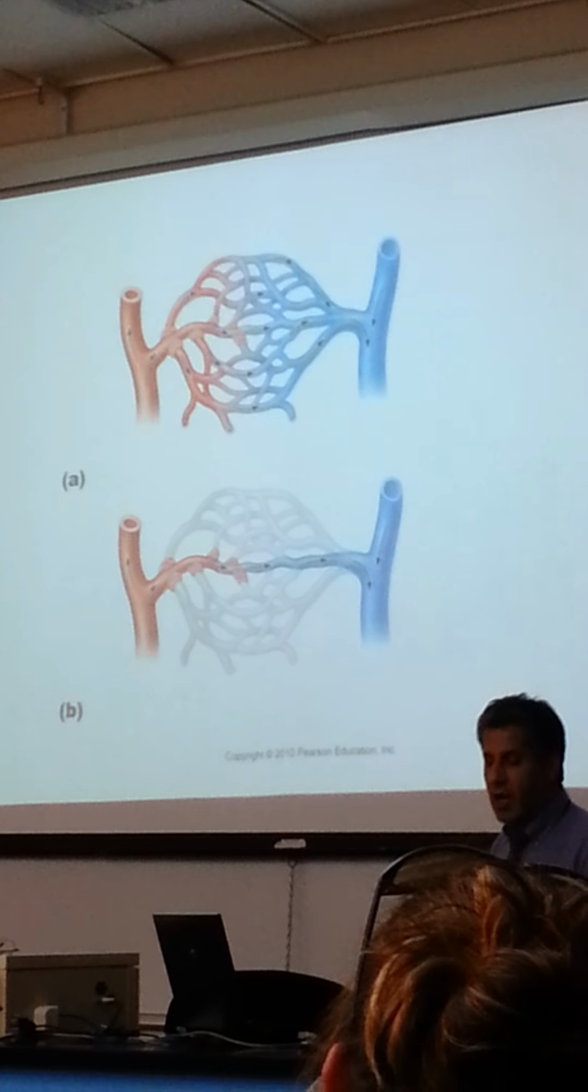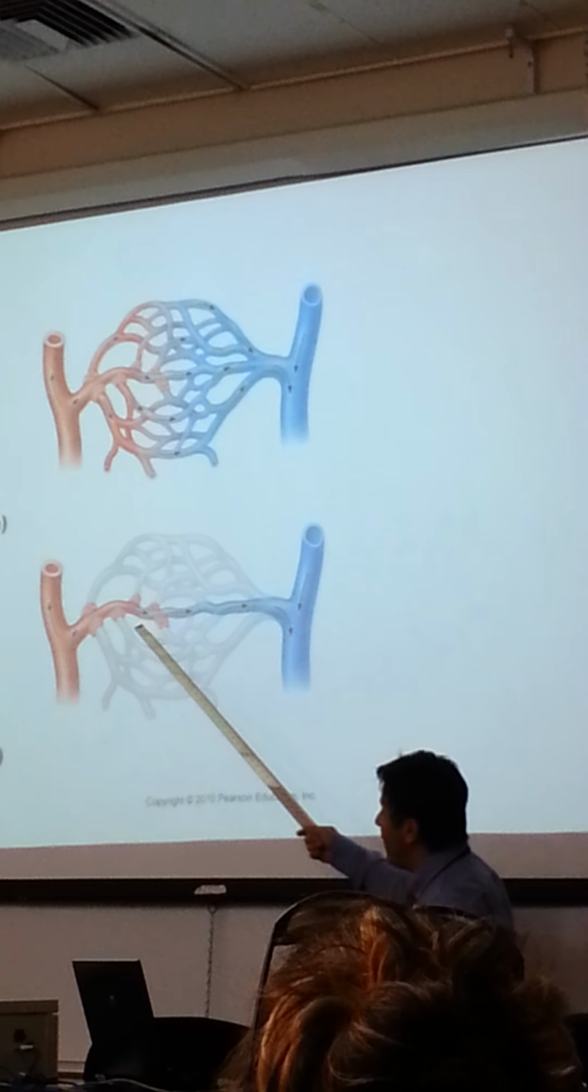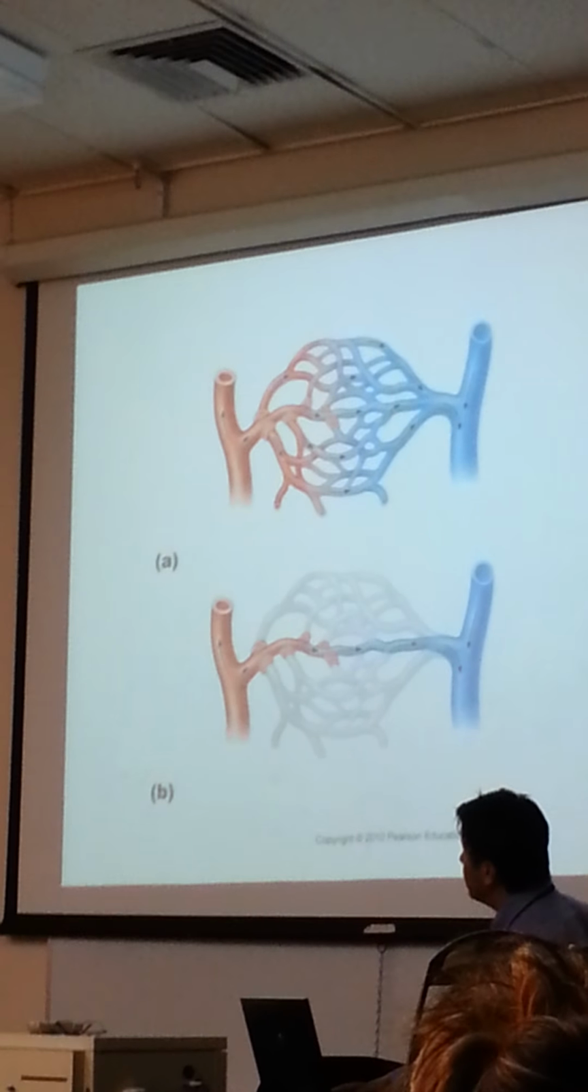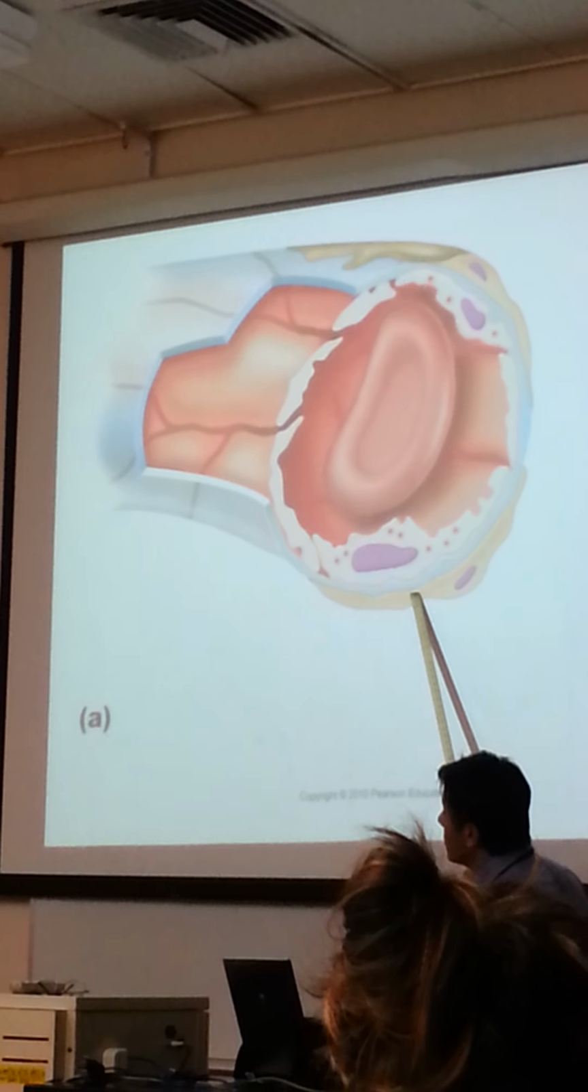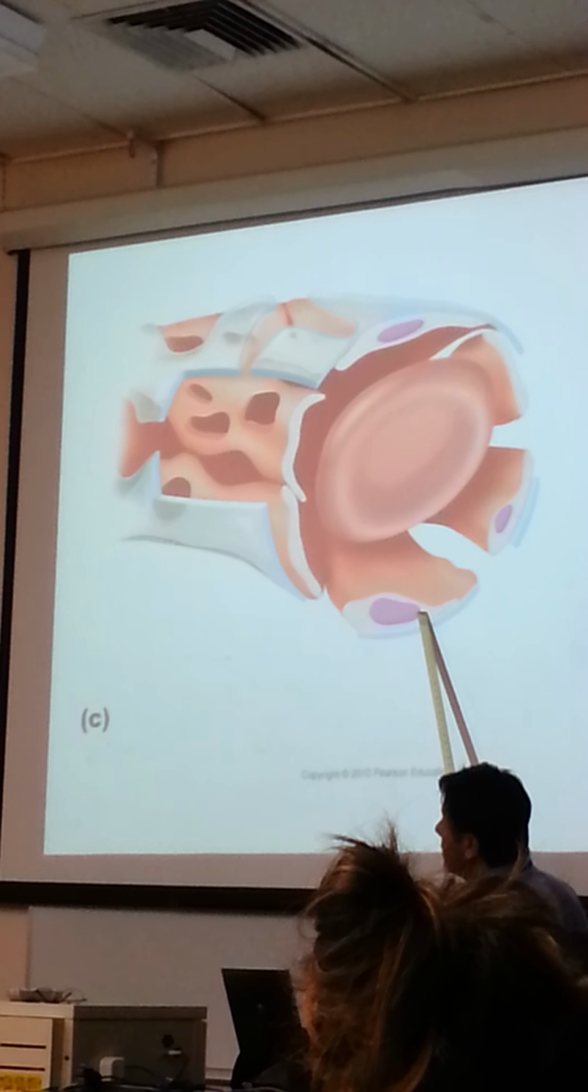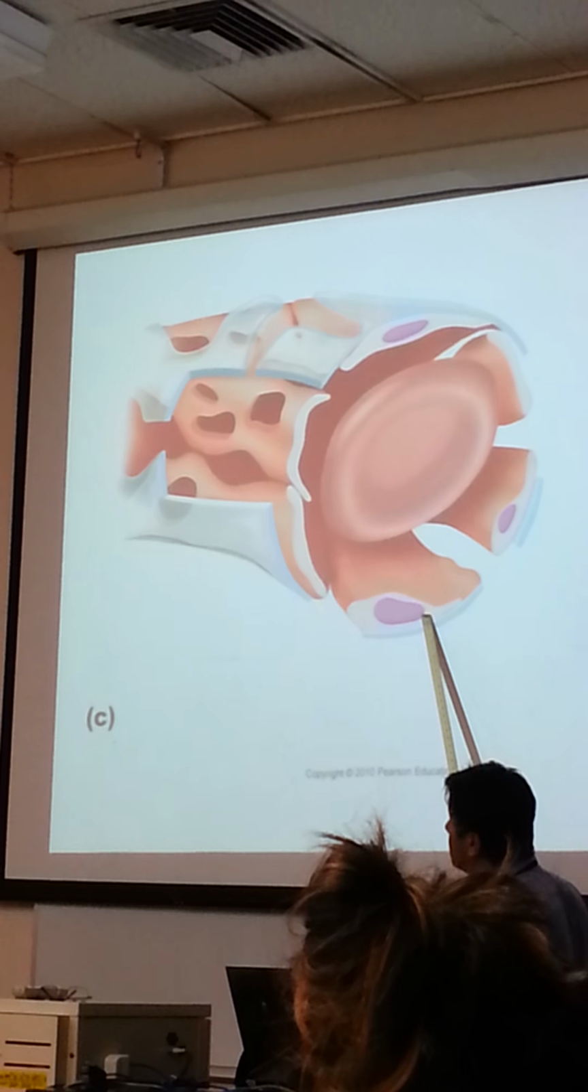This is the capillary. What is this called? The thoroughfare channel. The other one is called normal capillary bed. How many types of capillaries do we have? Continuous capillary, fenestrated capillaries, sinusoidal capillaries.